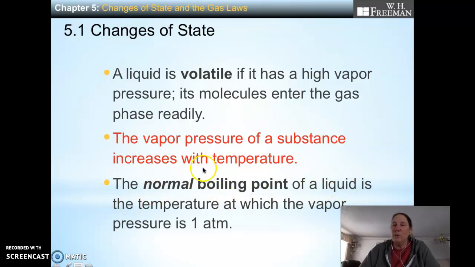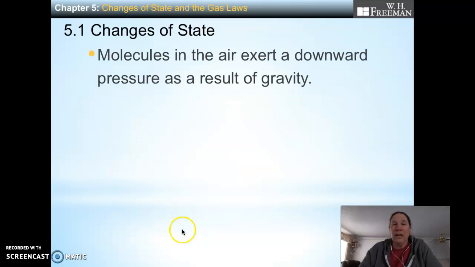So the normal boiling point of a liquid is the temperature at which it changes at 1 atmosphere. Okay. If we boil water in the lab in Belcourt, it's not going to boil at 100. It's actually going to boil a little lower than that because we're not at 1 atmosphere. We're different than sea level. So there's going to be changes, because there's not as much pressure.